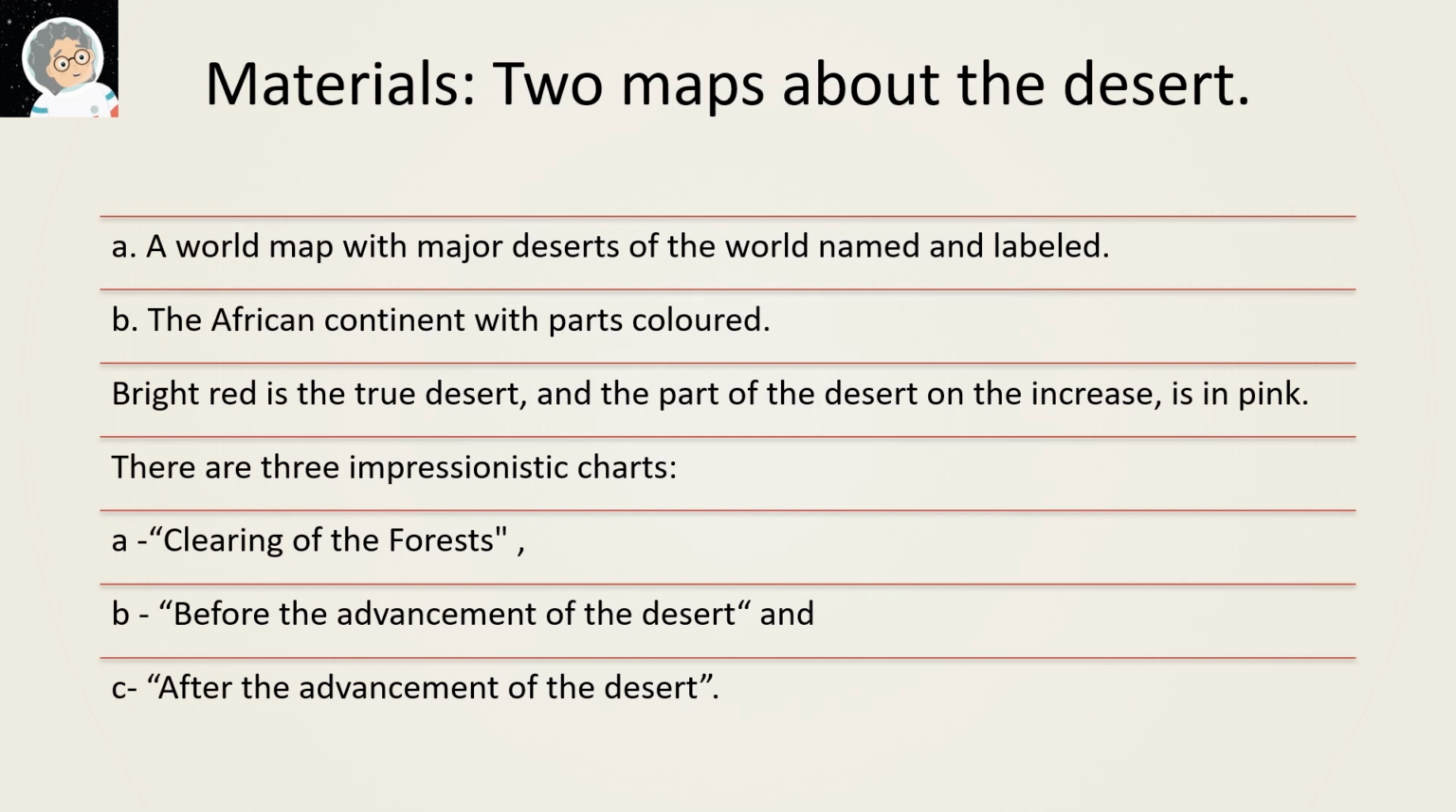Materials. There are two maps about the desert. The first is a world map with major deserts of the world named and labeled. The second is the African continent with parts colored. Bright red is a true desert, and the part of the desert on the increase is in pink. There are three impressionistic charts. The first is clearing of the forests. The second is before the advancement of the desert. And the third one is after the advancement of the desert.